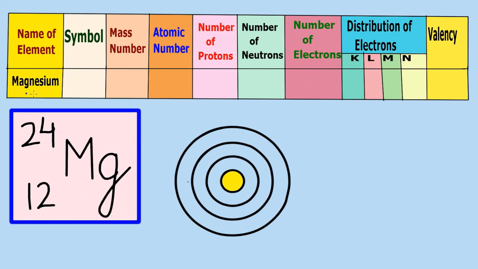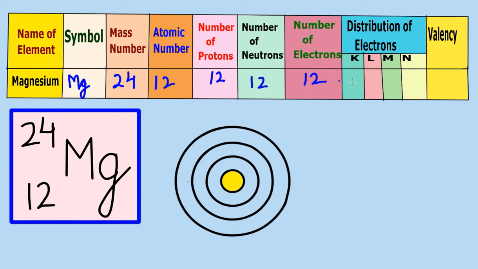Now let's discuss magnesium. What is its symbol? Capital M, small g. What is its mass number? 24. What is its atomic number? 12. So number of protons 12, number of electrons 12. What is the number of neutrons? 24 minus 12, 12 neutrons.